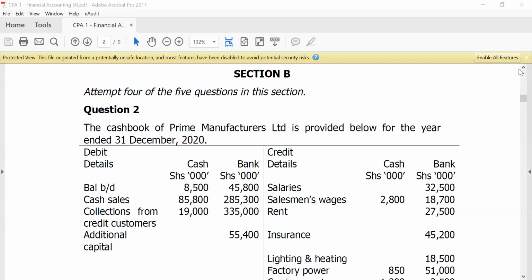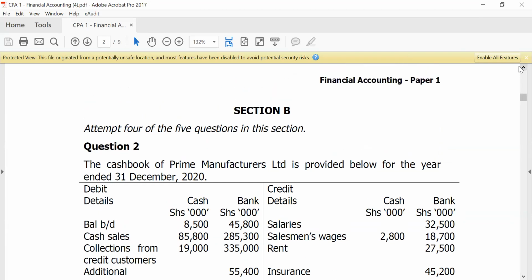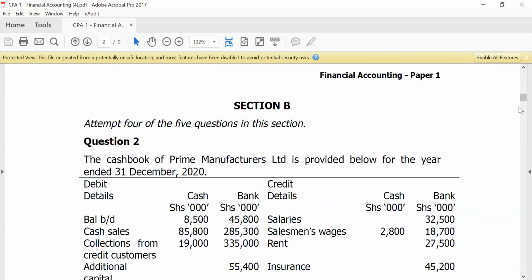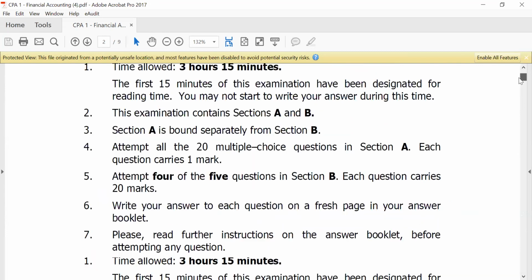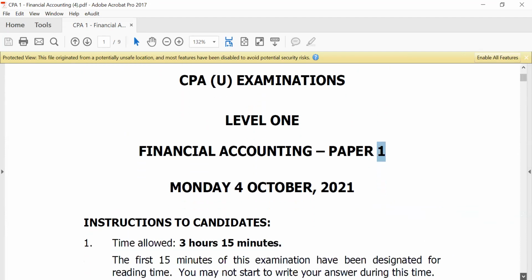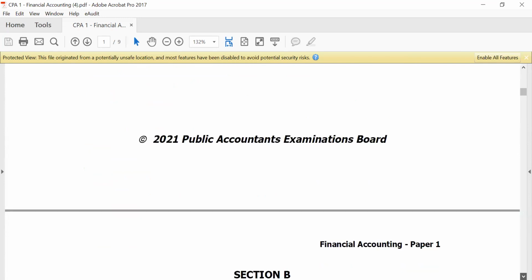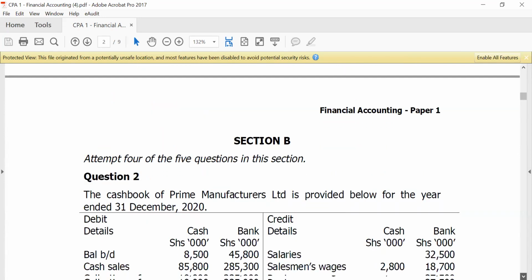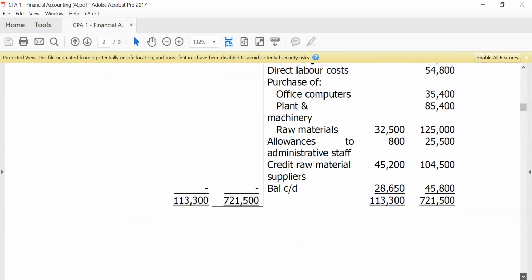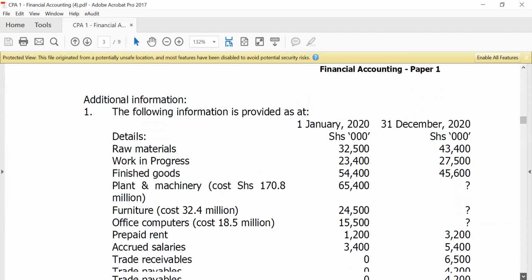Okay, welcome to financial accounting. We are going to look at the manufacturing accounts number, and this number is again coming from October 2021, the CPA exam. We want to look at question 2, just to confirm the requirements of this question around manufacturing accounts.